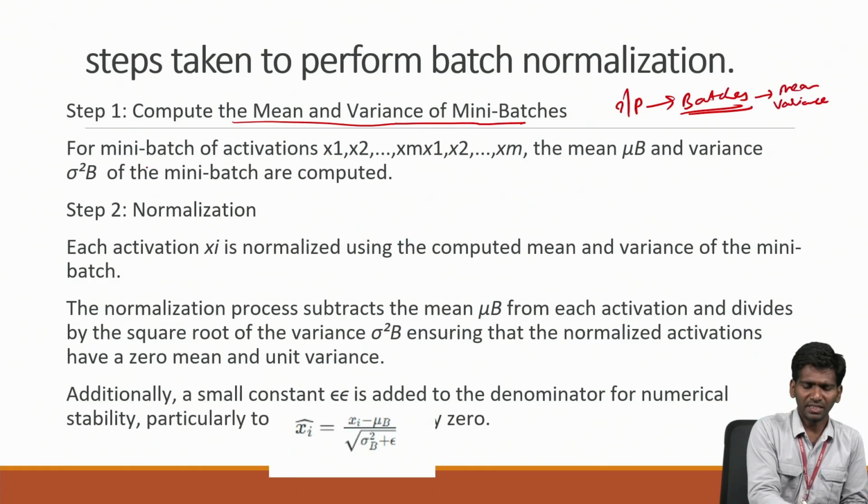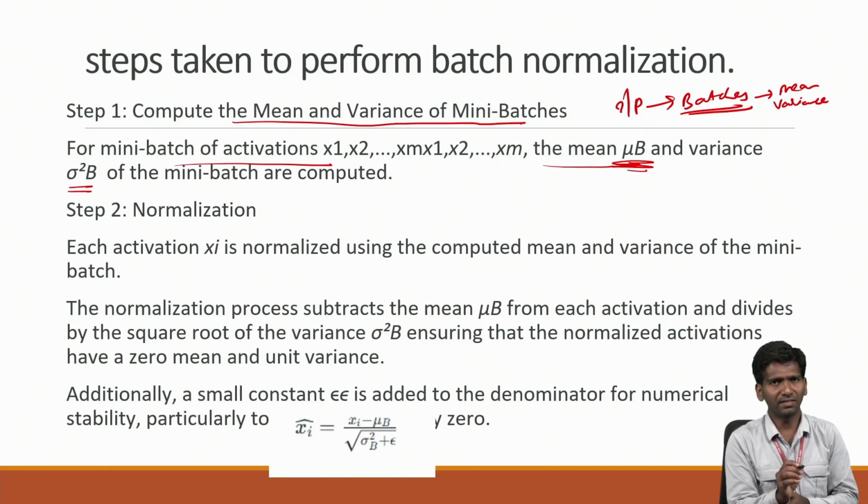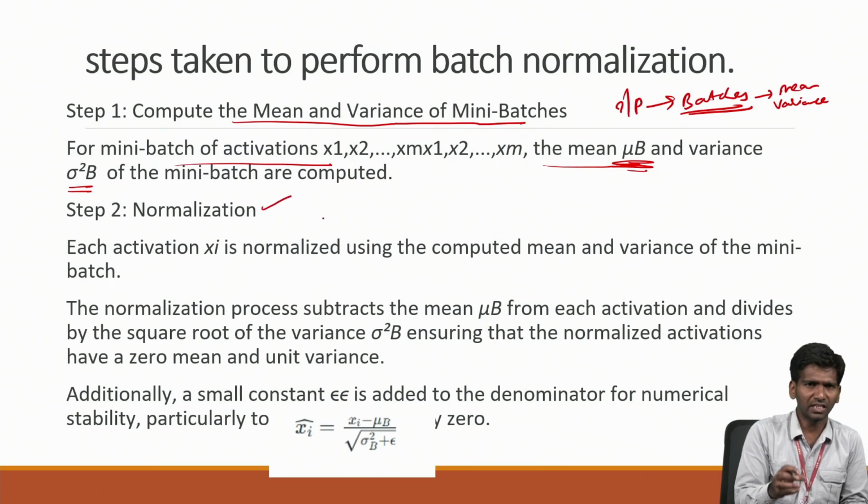For a mini-batch of activations x1, x2, and so on up to xm, what are μB and σ²B? σ²B is the variance and μB is the mean of the mini-batch.